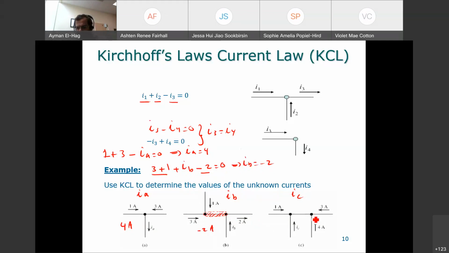Finally here. So we have 1 enters plus IC enters plus 4 enters plus 3 enters equal to 0. 1 plus 4 plus 3, 8. Take it to the other side. So your IC is equal to minus 8 amps. And this is minus 8 amps. Okay, so this is how you solve this question.